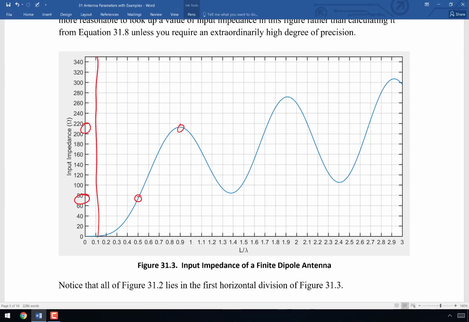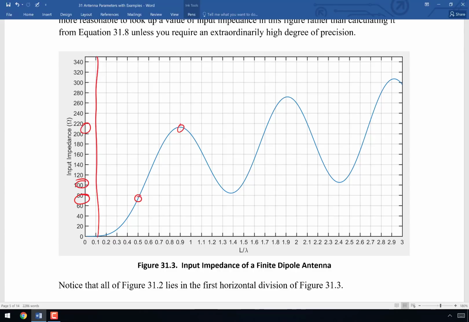So if I said to you, here is the length of an antenna, you can notice that I've added finer grid marks here, so you can look it up pretty precisely. If I said, you have an antenna that is 1.5 times lambda, you could come over here to 1.5 and say that's going to be right at 100 ohms of input impedance. That's much faster than using the equation that appears on the previous page.